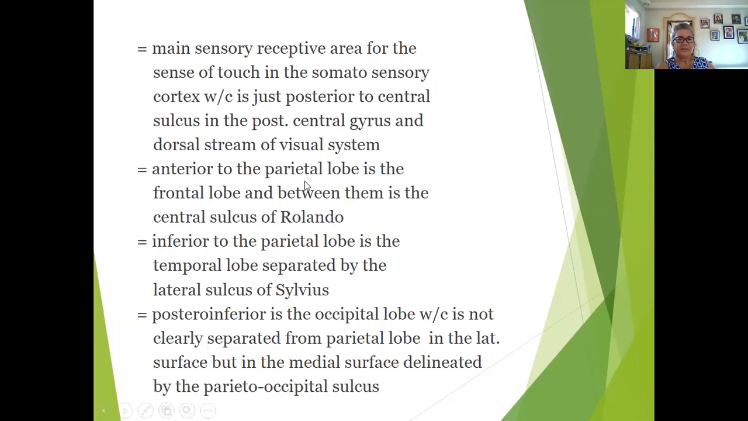Anterior to the parietal lobe is the frontal lobe, and between them is the central sulcus of Rolando. Inferior to the parietal lobe is the temporal lobe, separated by the lateral sulcus of Sylvius. Posterior inferior is the occipital lobe, which is not clearly separated from the parietal lobe on the lateral surface, but on the medial surface is delineated by the parieto-occipital sulcus.